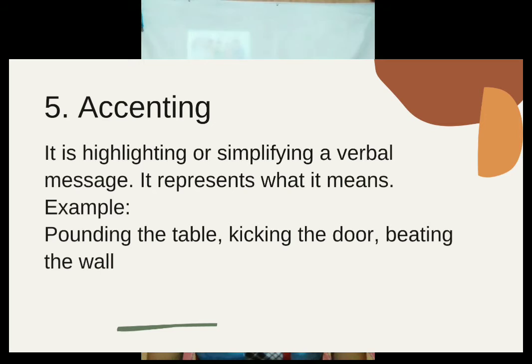The last role is accenting. The term accenting means highlighting or emphasizing a verbal message. Just for instance, you are pounding the table. Through this sign, it means you are upset because they didn't pay attention to you while you were talking. But when you do this, people around you will quickly pay attention and their focus is only on you, especially for important matters. This will also happen with the boss. Therefore, it represents what it means.